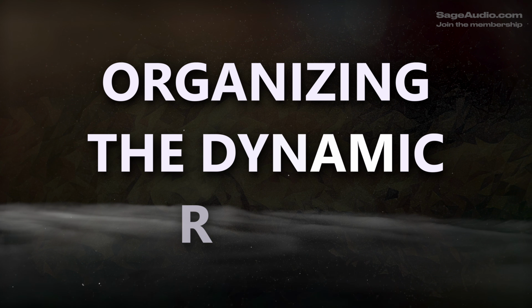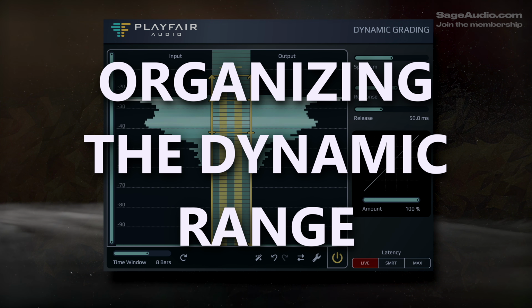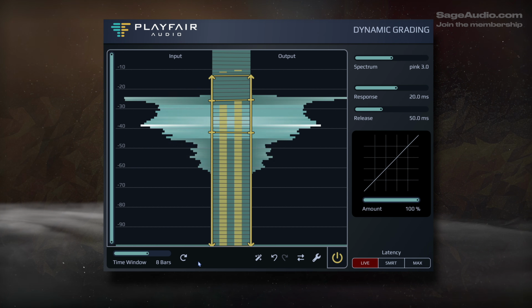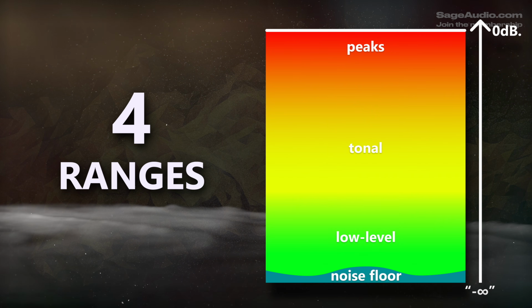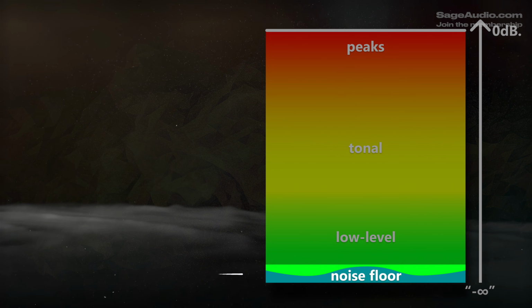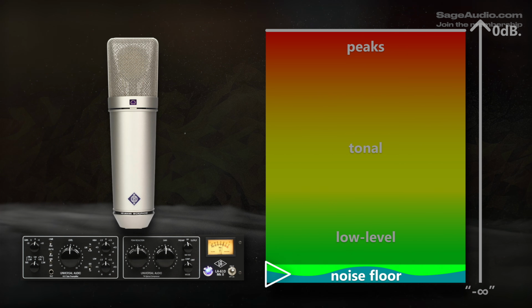Let's start by organizing and conceptualizing the dynamic range. Although the overall dynamic range could arguably be broken up into more ranges, let's start with 4. From lowest to highest in amplitude, we have our noise floor, which is comprised of the noise generated from our recording equipment, such as the microphone and amplifier self-noise.